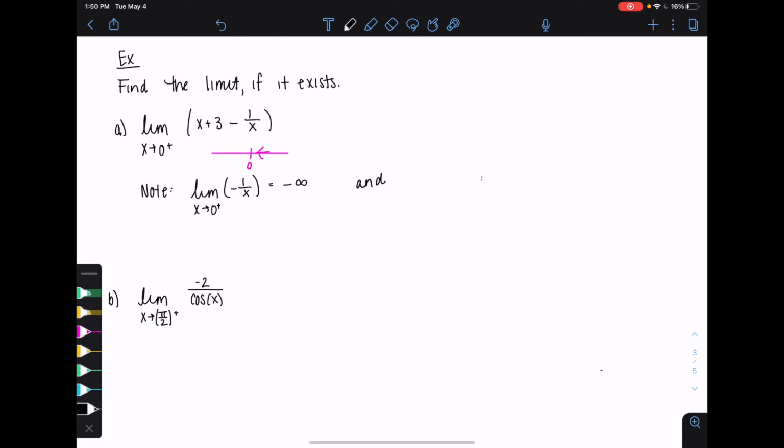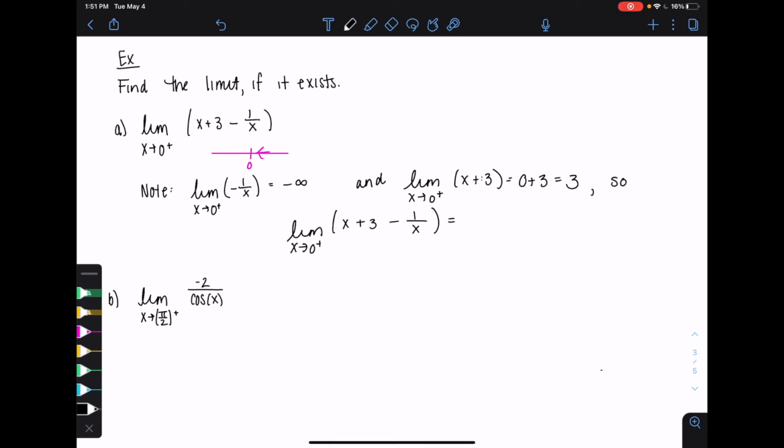And then for this other piece that we have here, the x plus 3, if I take that limit as x approaches 0 from the right, I have no problem just plugging 0 into this. So this limit is equal to 3. So ultimately, I'm taking 3 and adding to it negative infinity. This limit that I'm trying to find, x plus 3 minus 1 over x, is like 3 minus infinity, so it's just going to be negative infinity. Okay.